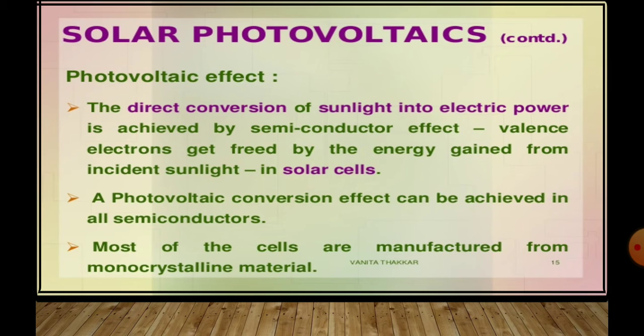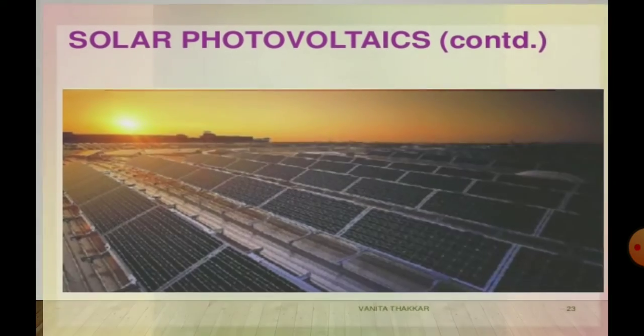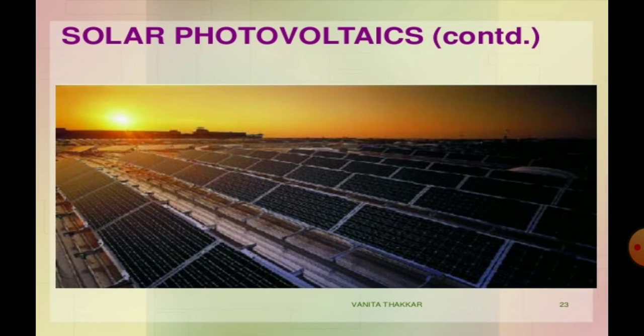Solar photovoltaics. This is the definition of the photovoltaic effect. The direct conversion of sunlight into electric power is achieved by the semiconductor effect. Valence electrons get freed by the energy gained from incident light in solar cells. A photovoltaic conversion effect can be achieved in all semiconductors. Most of the cells are manufactured from monocrystalline material. Here is the picture of solar photovoltaics.